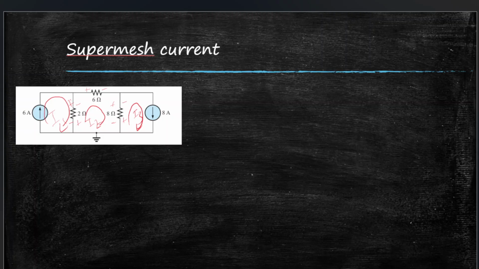Now, if we remove the 6 ampere and 8 ampere sources, then notice that these two loops become invalid, right? I2 is the only loop that remains. So we will get one equation from here. Let's make the equation. It will be minus V 2 ohm, so minus 2I2, and then minus 6I2, and then again minus 8I2.